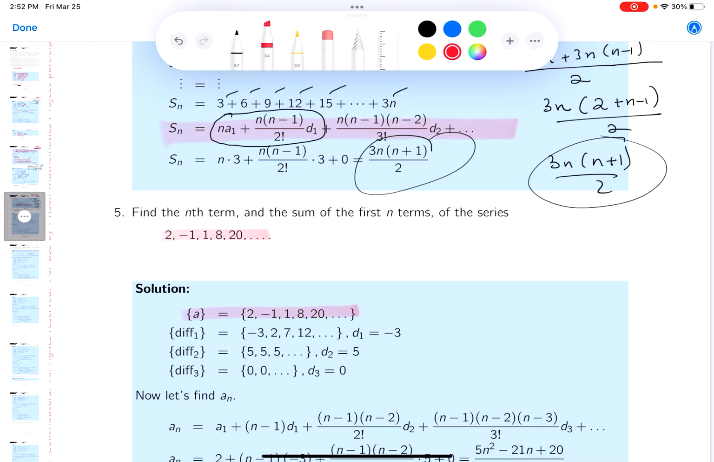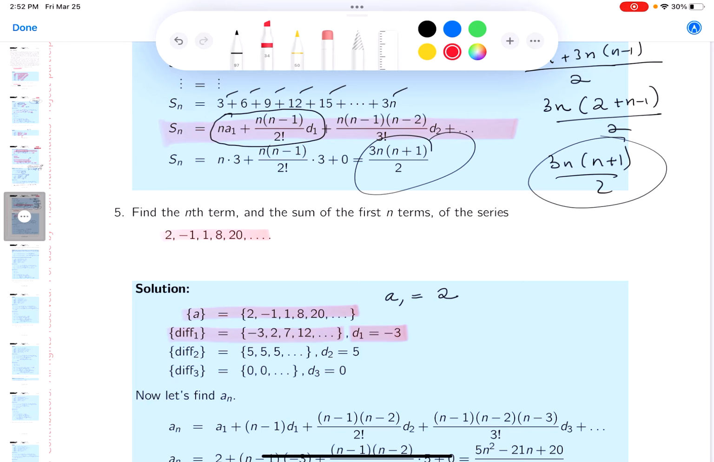2, minus 1, 1, 8, 20. I write down the first set of differences. By the way, A1 is equal to 2. And what do you get there? Minus 1 minus 2 is minus 3. Let's see, what's the next one going to be? 1 minus 1 is 2. 8 minus 1 is 7. 20 minus 8 is 12. So then, D1 is minus 3.